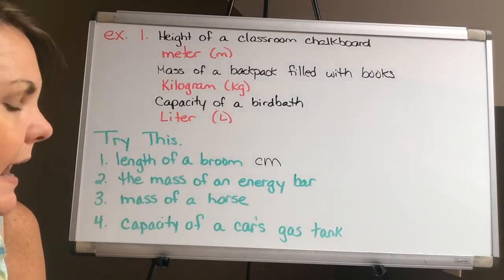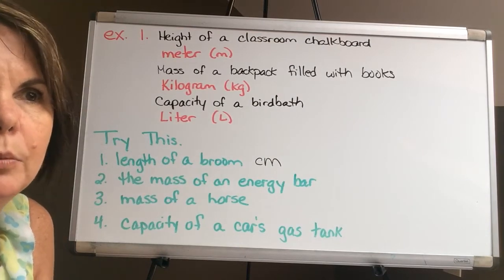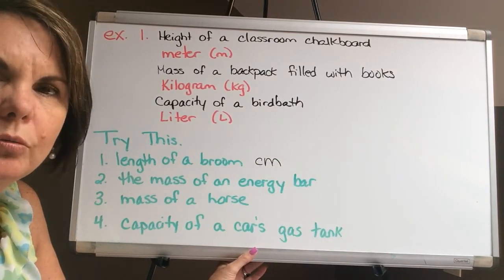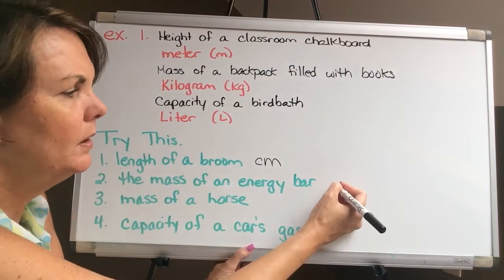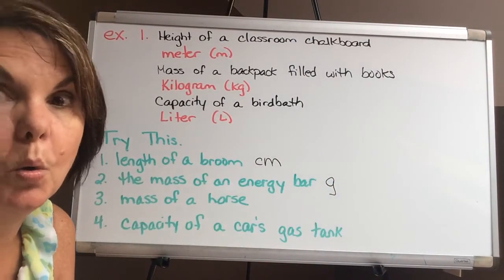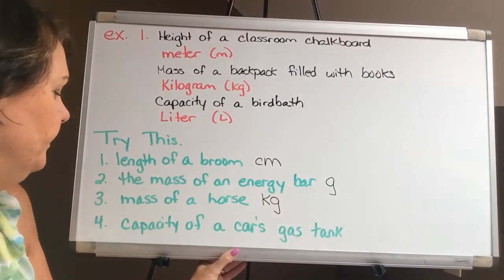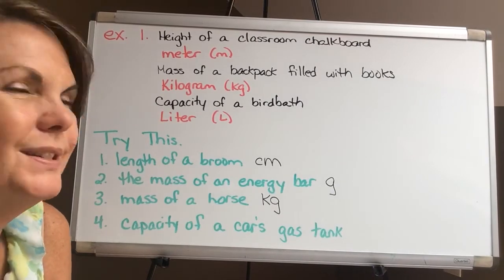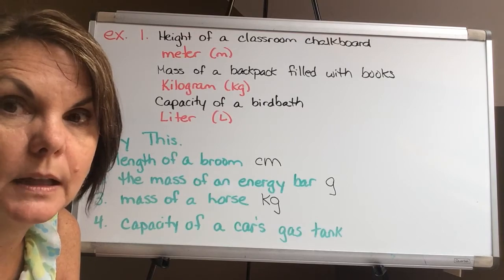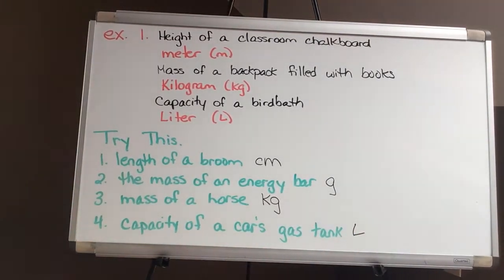The mass of an energy bar, the weight of an energy bar, one of those protein bars. That would be paper clips. What do you think? Not textbook, so that would be gram. Mass of a horse, okay, now that's heavy, definitely kilogram. And capacity of a car's gas tank. Now if you remember here, you only had 2 choices. Capacity is liquid measurement, milliliter or liter. Definitely liter. Okay.